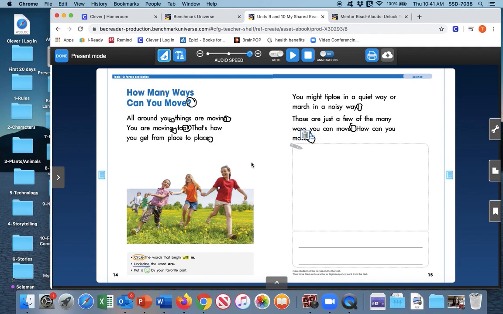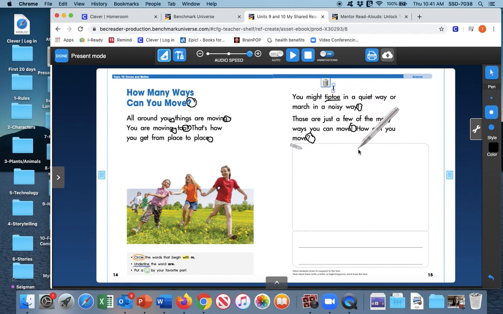So again, we already talked about the ways that you can move and how you get from place to place. So as we just read, we're going to underline the key details that tell ways to move. First, I'm going to underline the word tiptoe right over here. Take your pencil and underline the word tiptoe. And if you want, you could stand up right now and practice tiptoeing. That is one key detail that tells the way to move. So I'm going to put a number 1 up here.